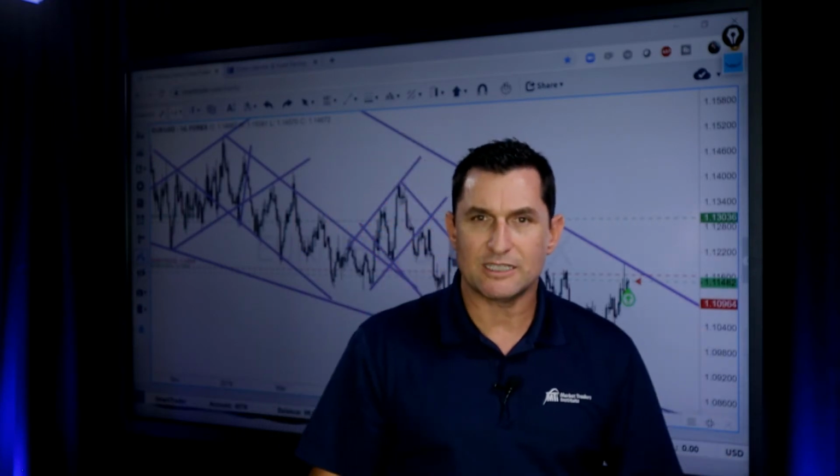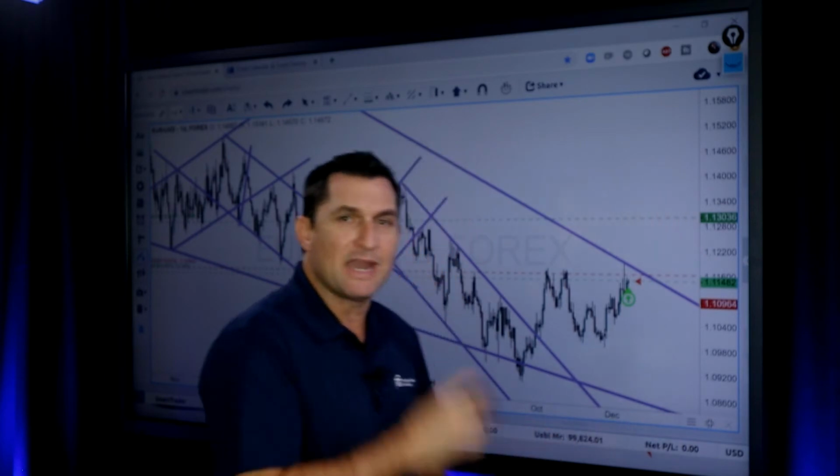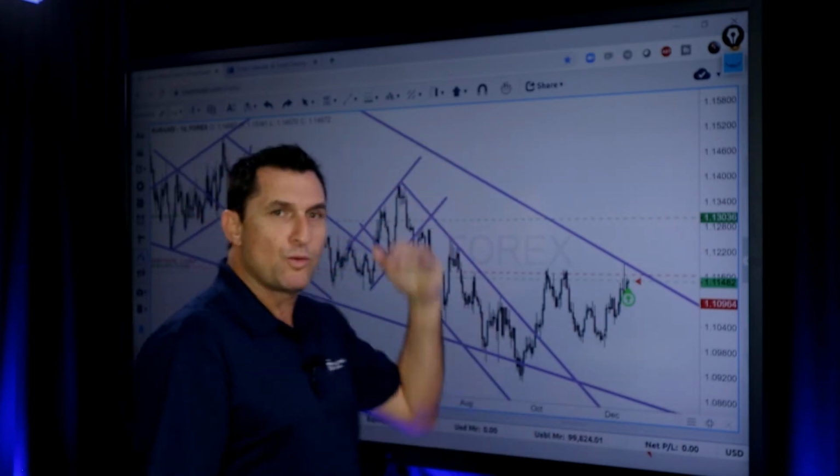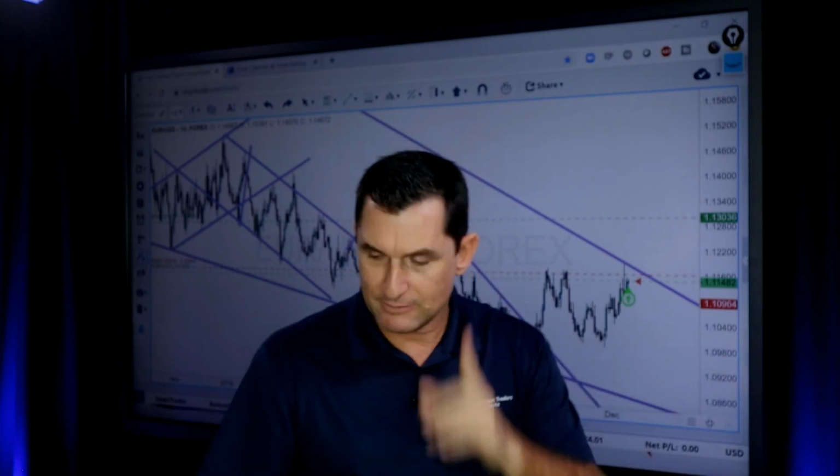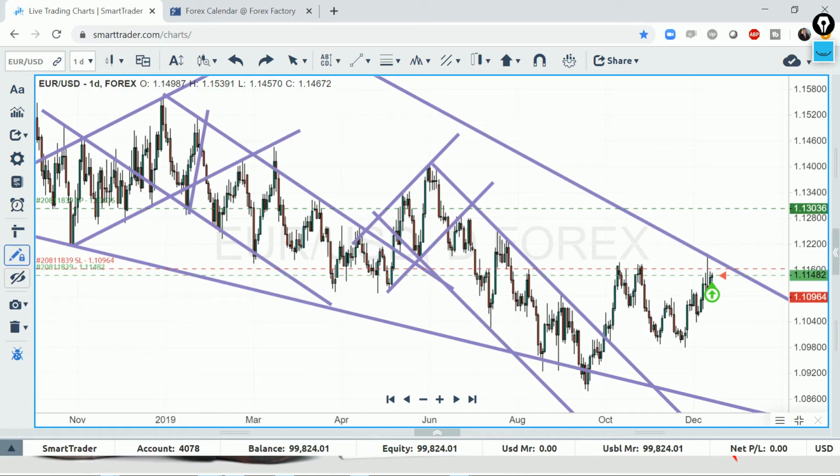The reason I did this is that now I want to identify where the support is, where the resistance is, and why I would be buying and selling at those points. So let's take a look. Here is the chart, and over here is 2019. At the start of 2019, you can see we had price trading right here at the top.